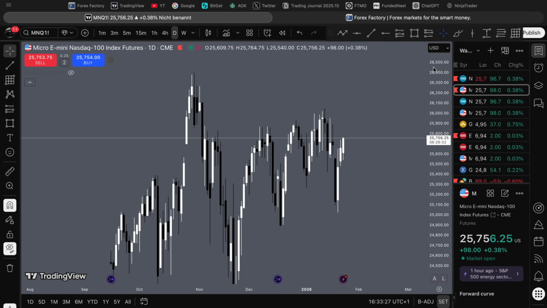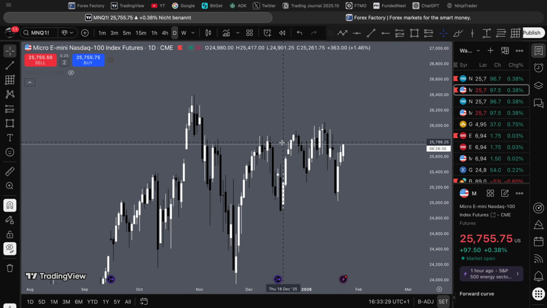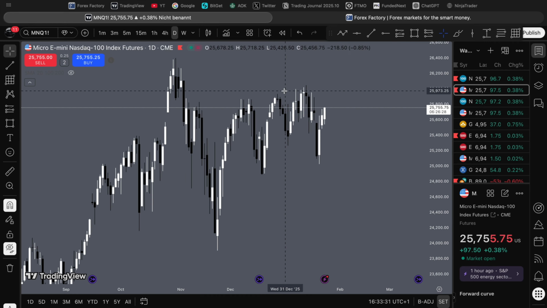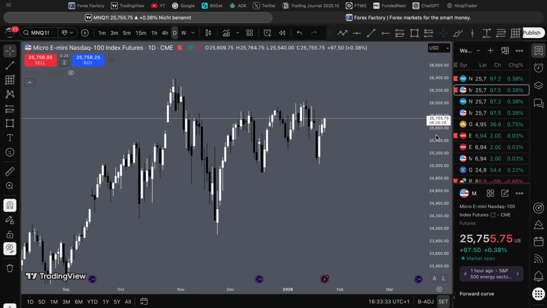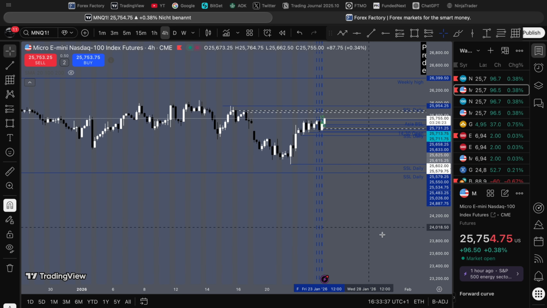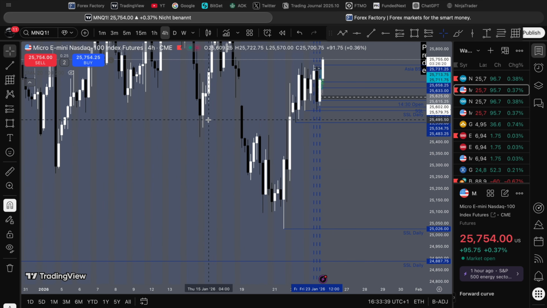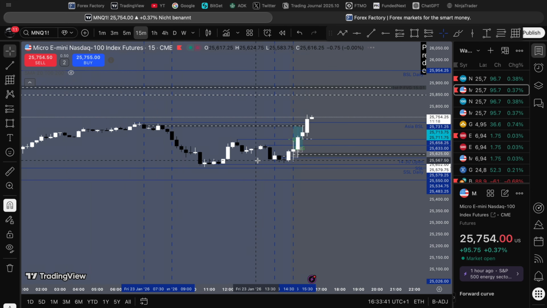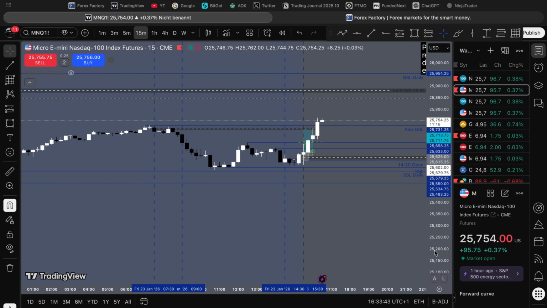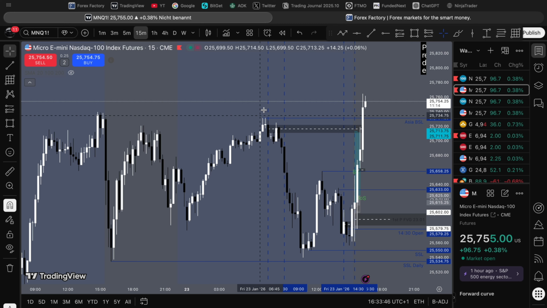So the daily chart doesn't have the best price action, and that's because I didn't have a bias for today, but I can show you what I've done at market open.